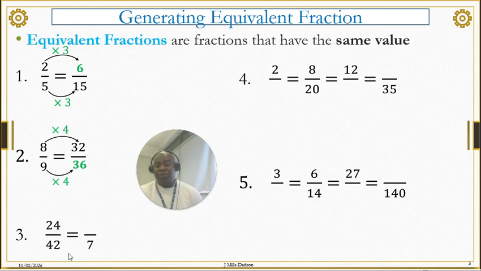24 over 42. Now, here we realize that 42 changes to become 7, so it's getting smaller. So it cannot be multiplied by a number, but rather division. So 42 divided by what number gives you 7? It's divided by 6 gives us 7. Therefore, 24 divided by 6 gives us 4. And 4 over 7 is also equivalent to 24 over 42.